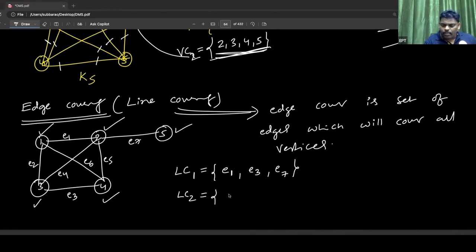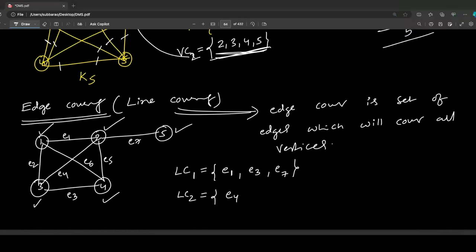Can you help me? If I take E4, which vertices are covered? Remember, edge covering: the answer is a set of edges. Please take care. Someone is saying 3, 2. Then what will happen? Check properly.